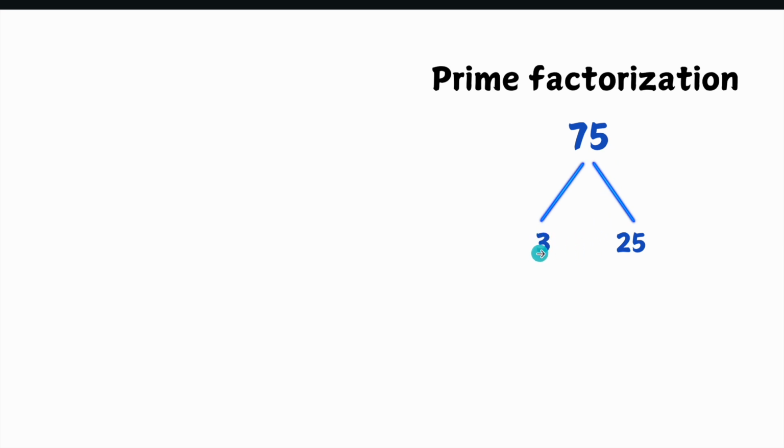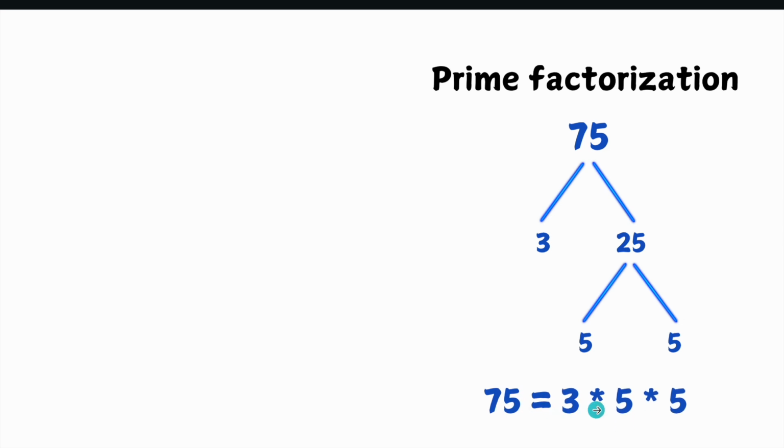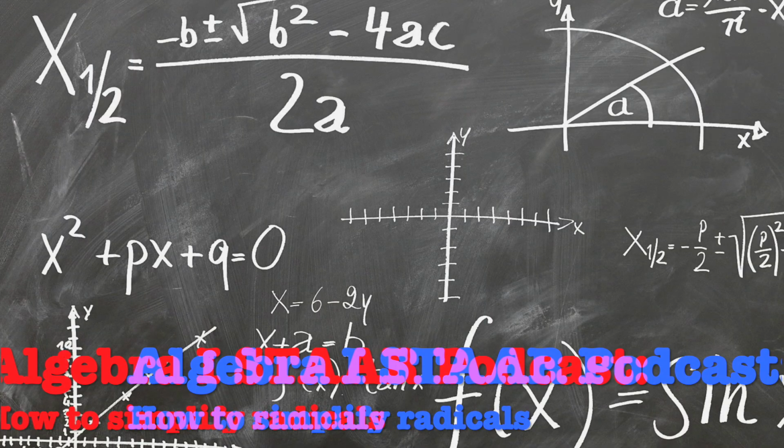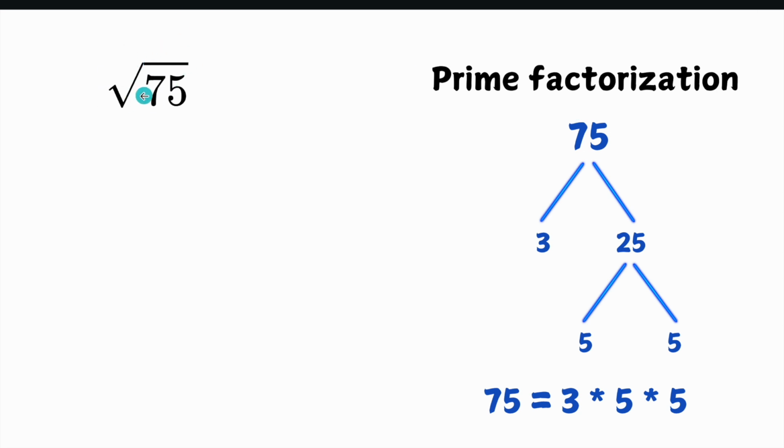In this case, 3 is a prime number, so we are done, but not the 25, which means that we need to find another two numbers that multiply to give us 25. And 5 times 5 gives you 25, and they are prime numbers, which means that we are done. We have a 3, a 5, and a 5. This means that 75 equals 3 times 5 times 5, and all of the numbers in my multiplication are prime. This is called prime factorization.